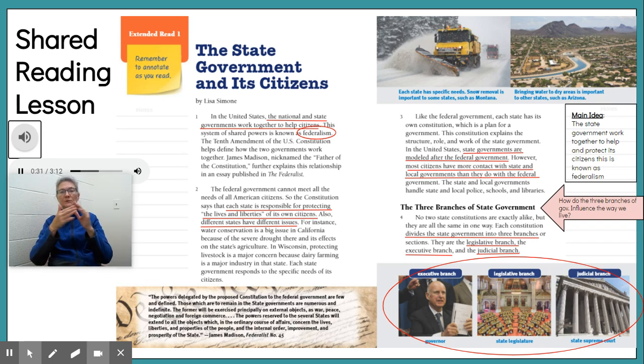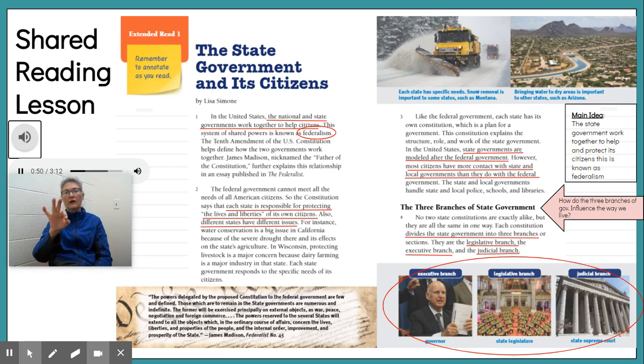I learned what the term federalism is, and that's when our nation and our state governments work together to help us, the citizens. We are citizens. So when everything is shared powers and they're working together, that's called federalism, and that's awesome.